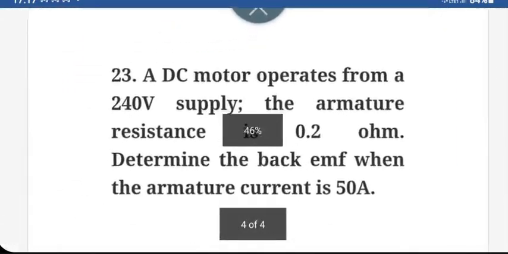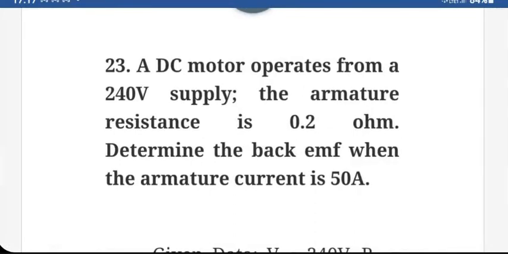Okay, this problem is simple, I think, very easy. A DC motor operates from a 240 volt supply. That means VT is 240 volt. Armature resistance is 0.2 ohm, RA is 0.2 ohm. Determine the back EMF when the armature current is 50 amperes. Simple.